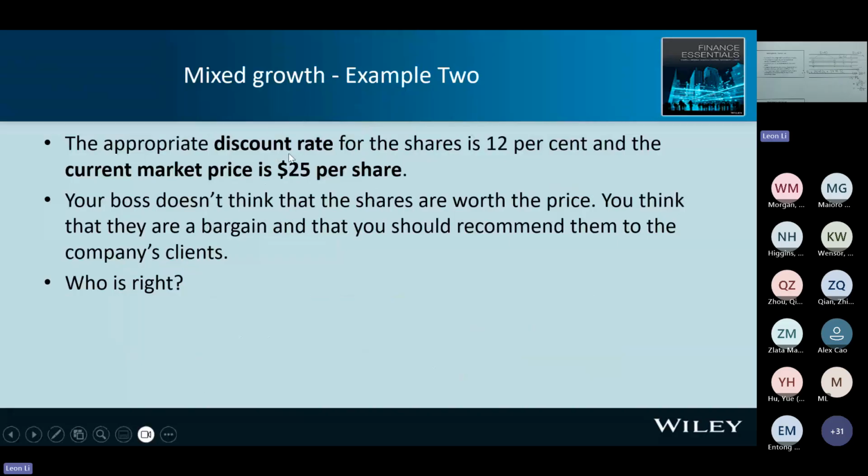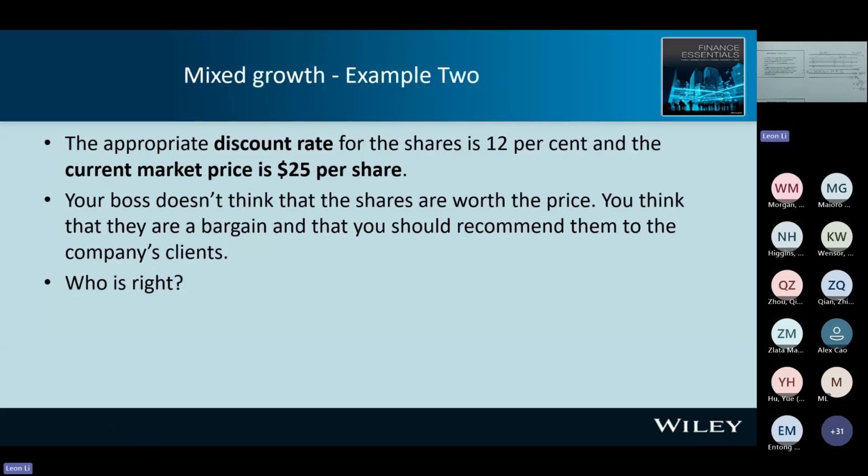And on the next page, we show you the discount rate. So the discount rate for the share is 12%, and the current market price is $25 per share. So you are the financial analyst, but your manager, your boss, doesn't think the shares are worth the price, but you think they are a bargain and that you should recommend them to the company client. So who is right? The market price is $25 today.